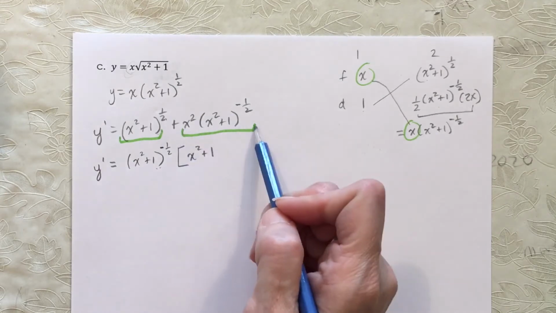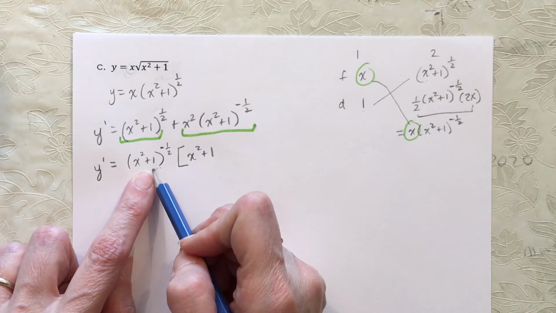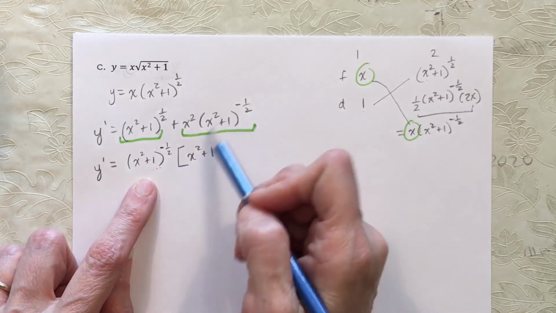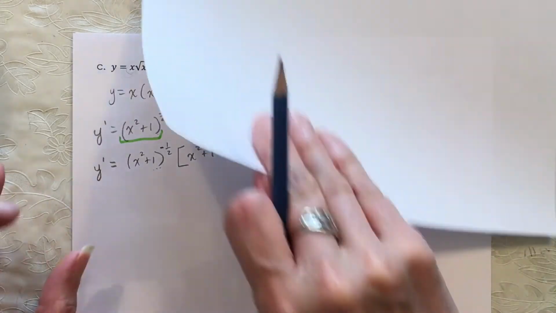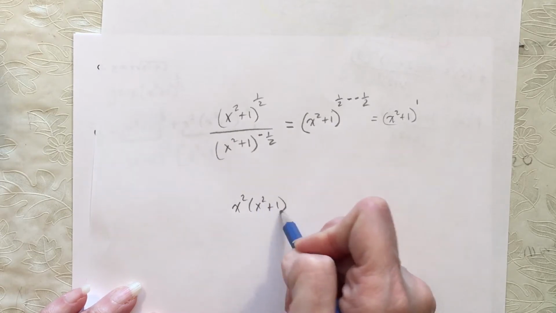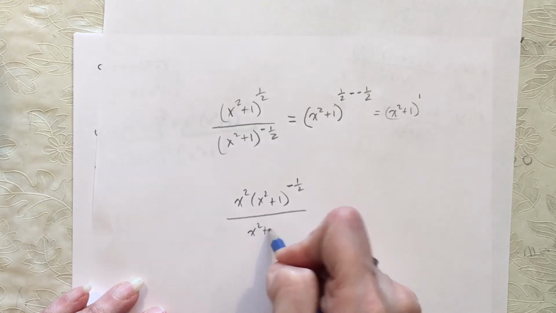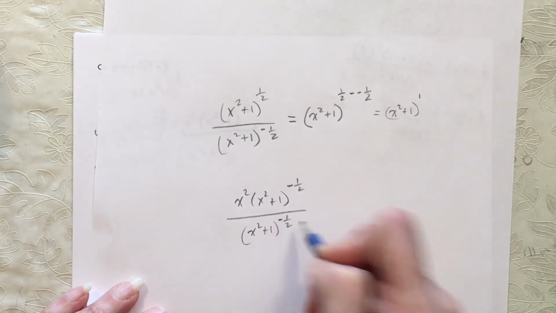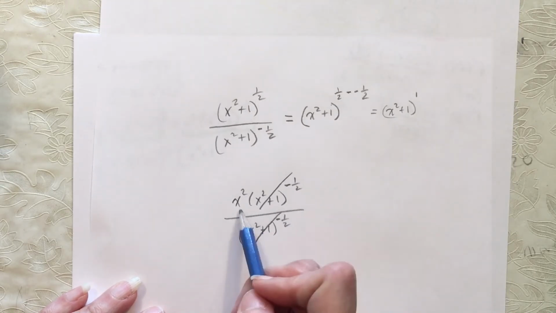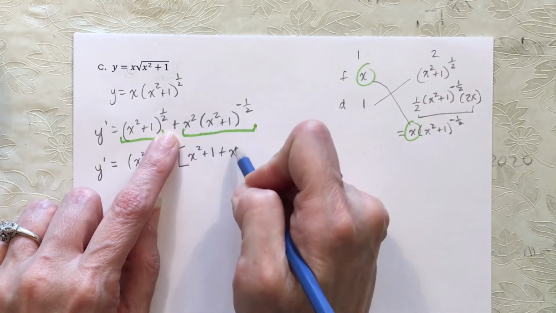Now I want to divide this chunk by x squared plus 1 to the negative 1/2. You can see that the x squared plus 1s to the negative 1/2s divide out. So I'm thinking about this term here, x squared times x squared plus 1 to the negative half, divided by x squared plus 1 to the negative half. Because when you're common factoring, you're dividing. Those divide out because they're exactly the same, and I'm just left with x squared. So that's going to be plus x squared.